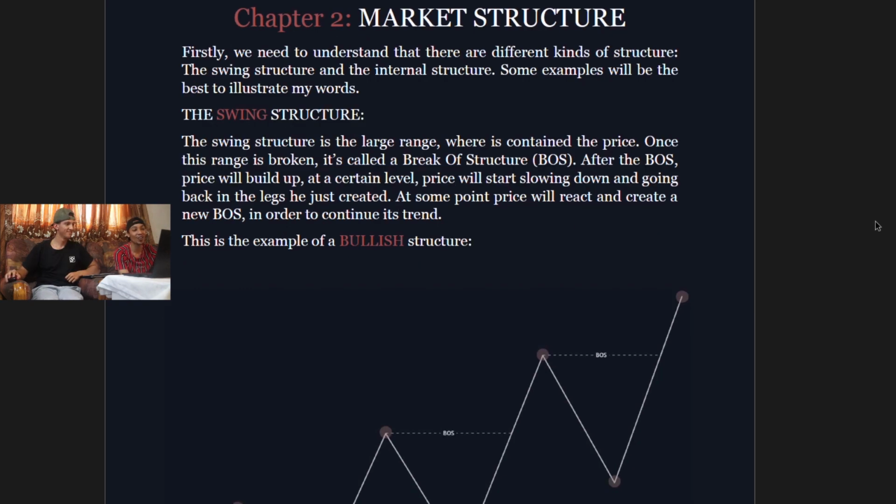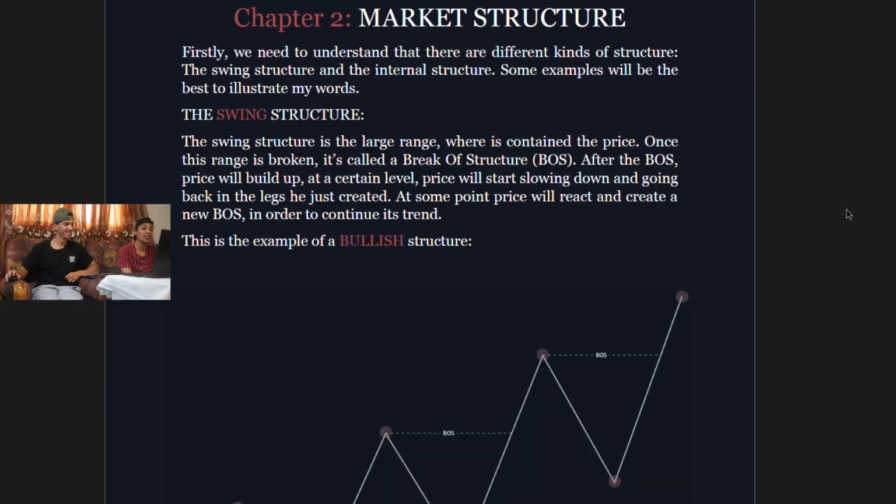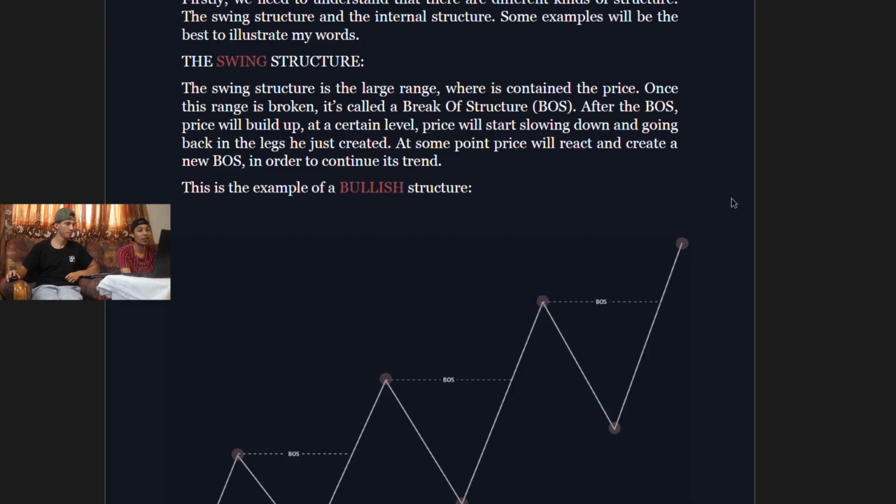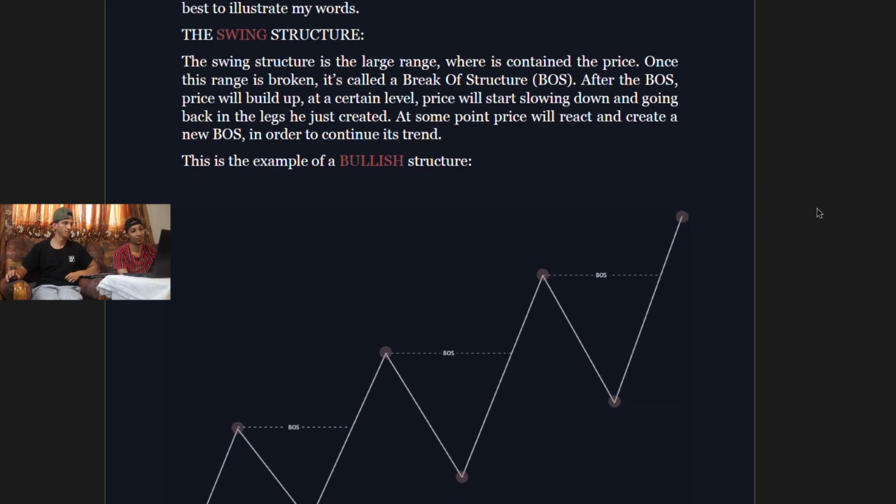The swing structure is a large range where the price is contained. That's not us, that's from the book. Once the price range is broken, it's called a break of structure, a BOS. After the break of structure, price will build up to a certain level, start slowing down and go back to the legs it just created. At some point, price will react and create a new BOS in order to continue the trend.